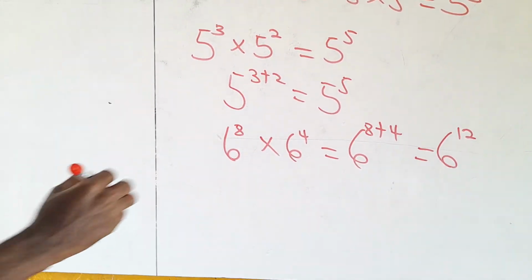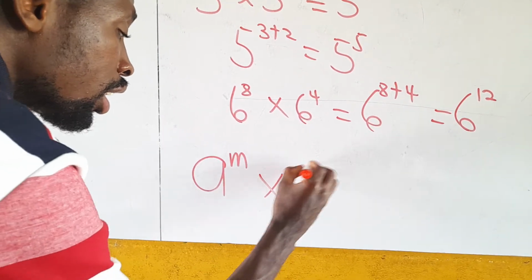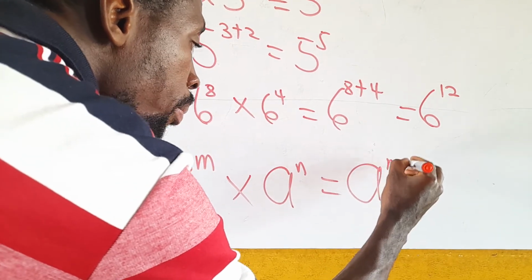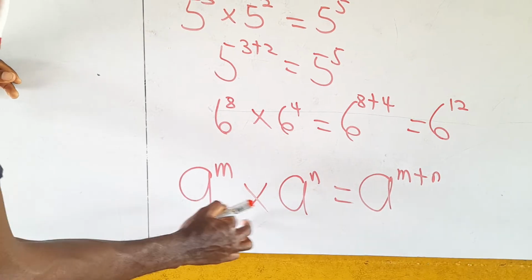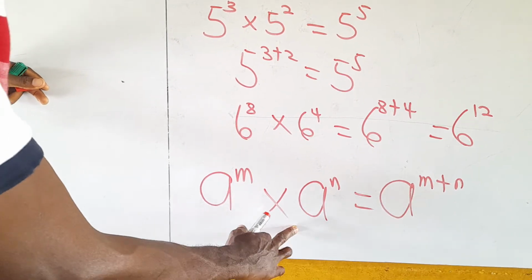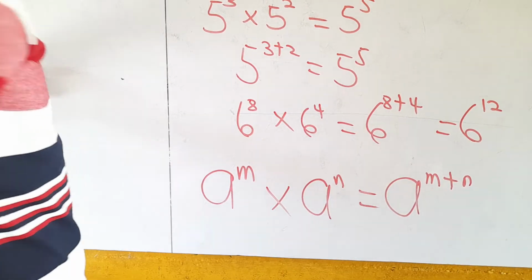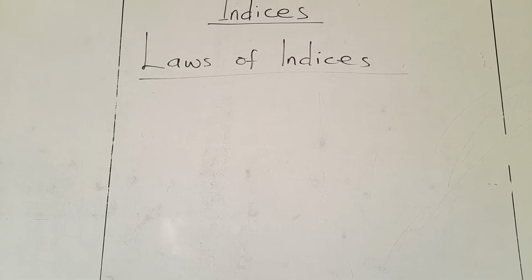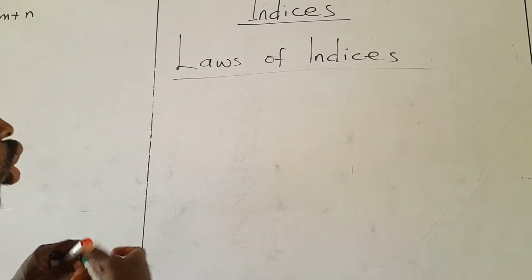So we can conclude that if we have a exponent m times a exponent n, it will equal a exponent m plus n. So take note of it. This is the first law governing indices. The first law: when two indices are multiplied with the same base, we add the exponents. Okay, now let's look at another law.